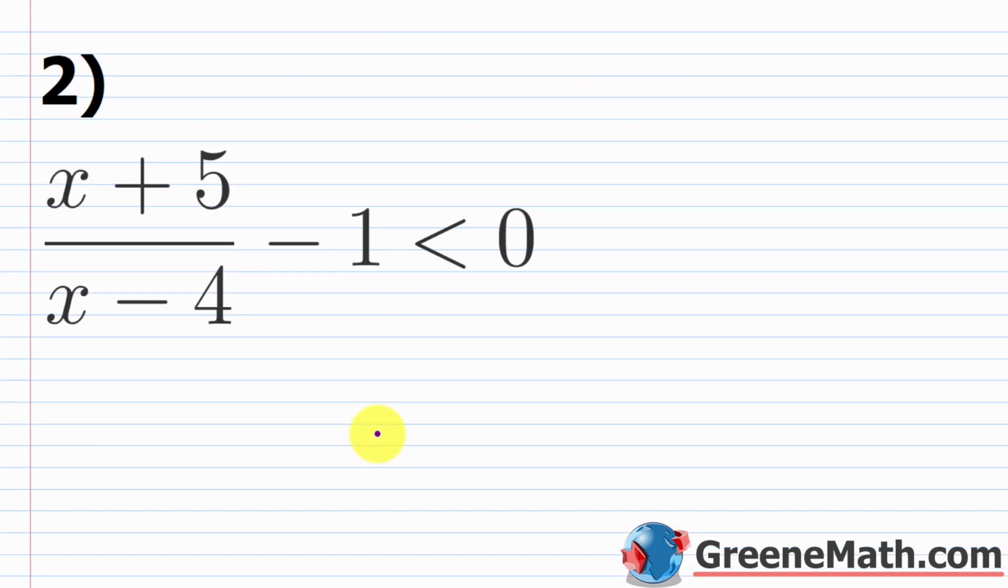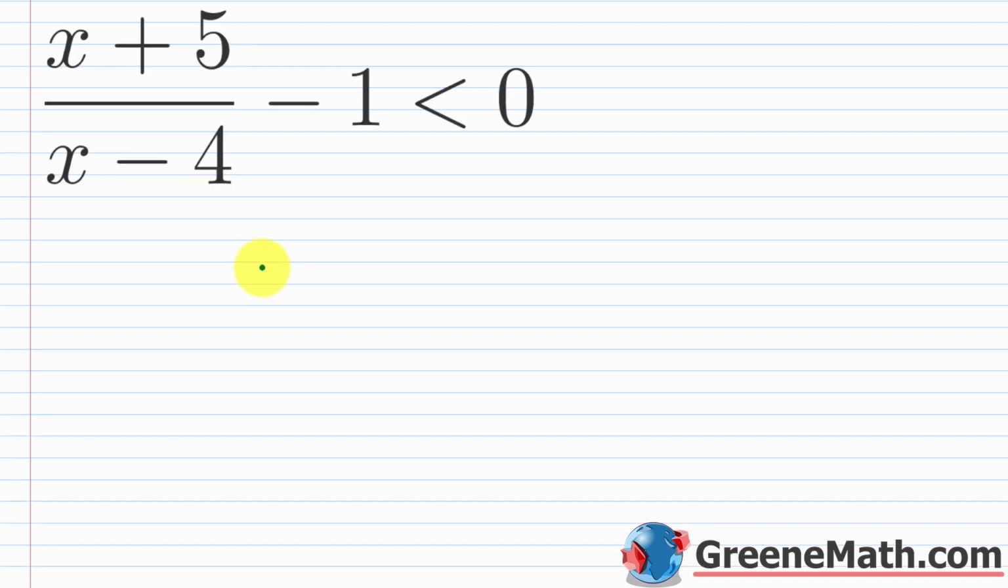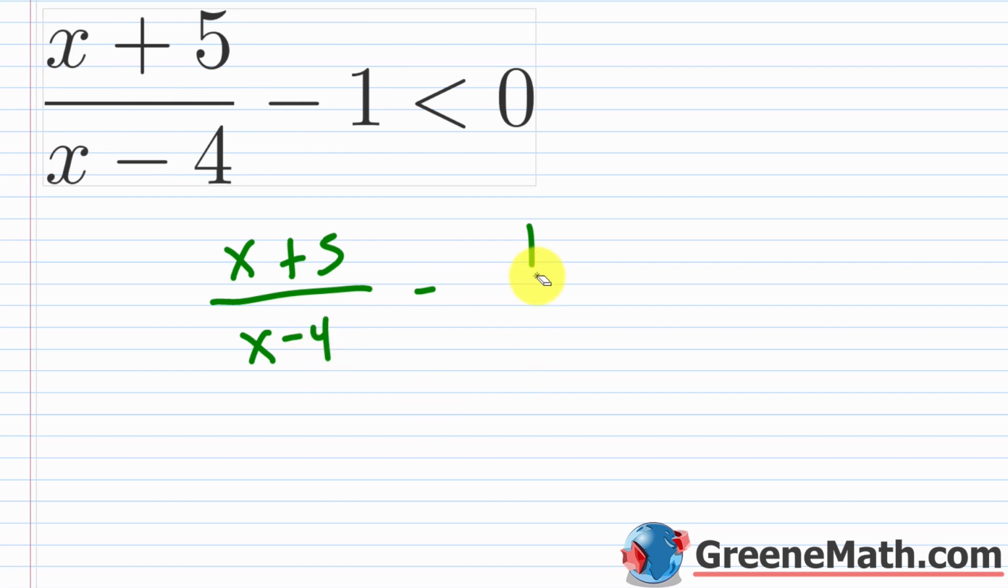All right, let's take a look at problem number 2 now. So we have (x plus 5) over (x minus 4), then minus 1, and this is less than 0. So again, I want to make this left-hand side into a single rational expression. So we have x plus 5 over x minus 4, and then minus this 1. So I'm going to multiply this by x minus 4 over x minus 4. So you basically just have this x minus 4 up here over x minus 4 down here. And again, that's because 1 times anything is just itself. Then this is less than 0.